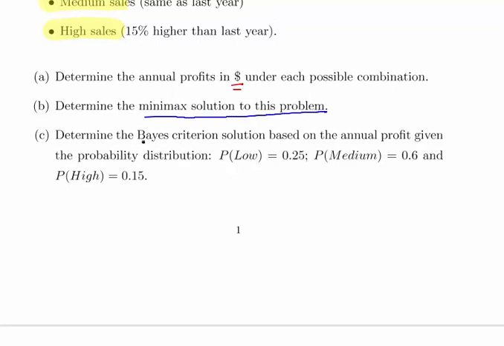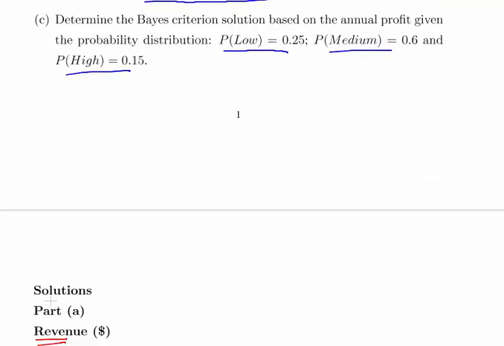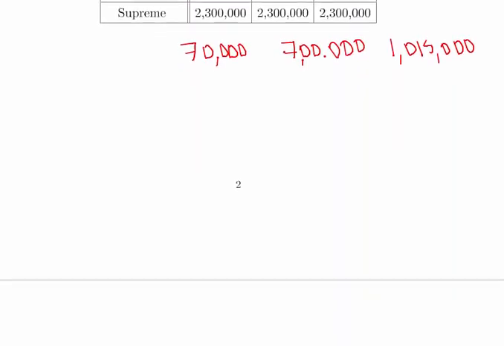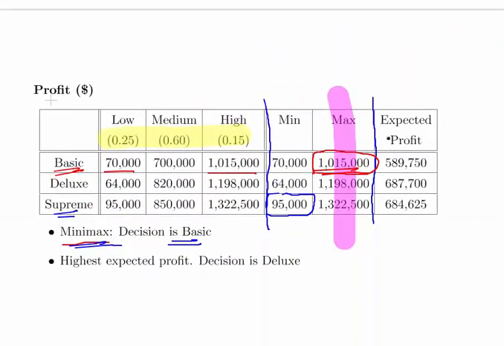Now, determine the Bayes criterion solution based on annual profit given the probability distribution. P low is 25%, P medium is 0.6, and P high is 0.15. So that means we're expecting the low market conditions at 25%, medium market conditions at 0.6, and high market conditions at 0.15.